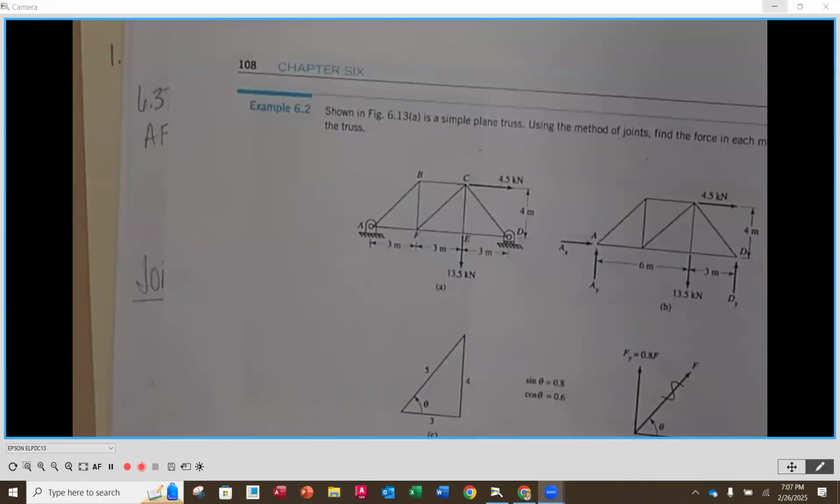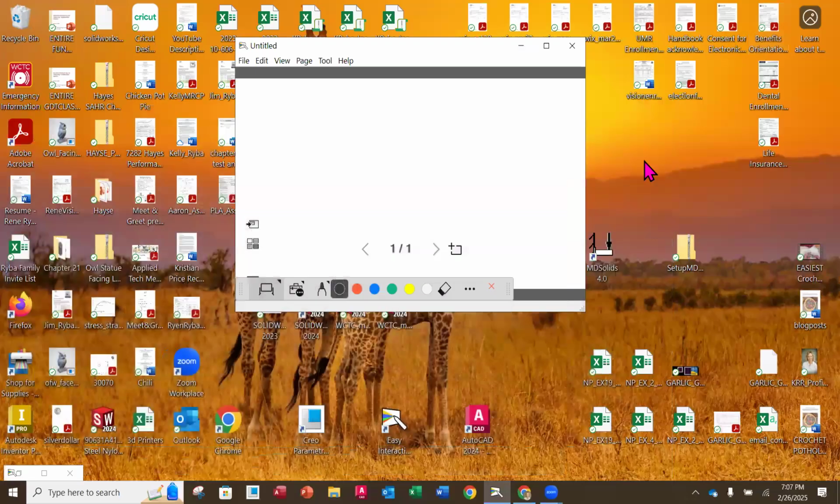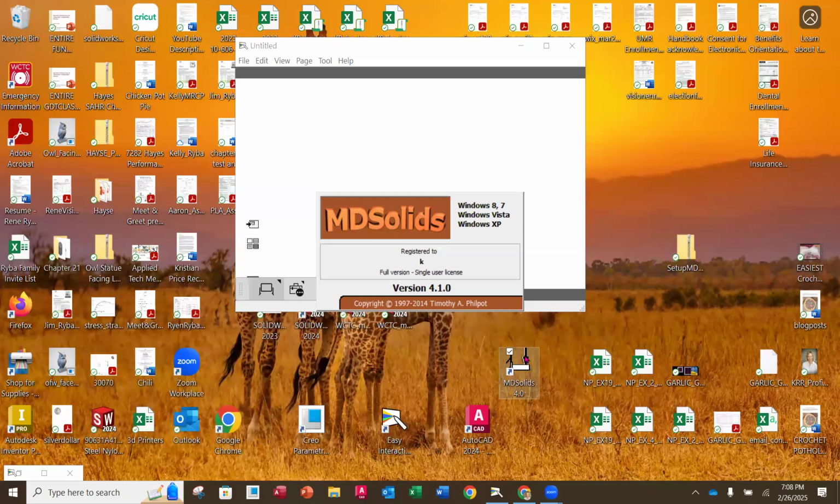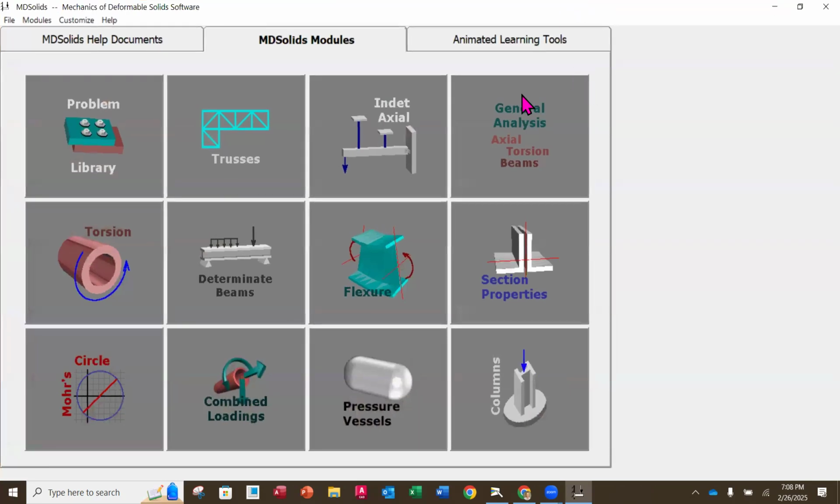So I've already, see, I just got to move this little thing here. I have already downloaded and have MD Solids available. So sorry, I've got like a million windows here. MD Solids is going to be the icon that you see here. So once you download it or you open up that setup file, you register, you're going to have this icon on your desktop. So I'm gonna click on the MD Solids and it's gonna open up, okay? I'll maximize it here on my screen.